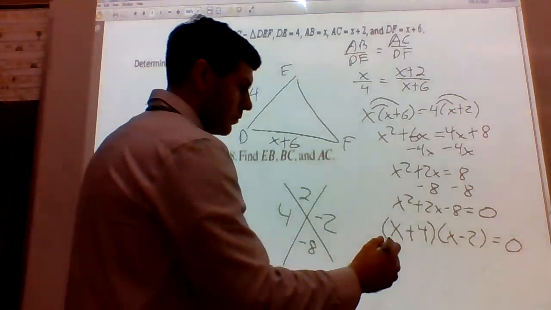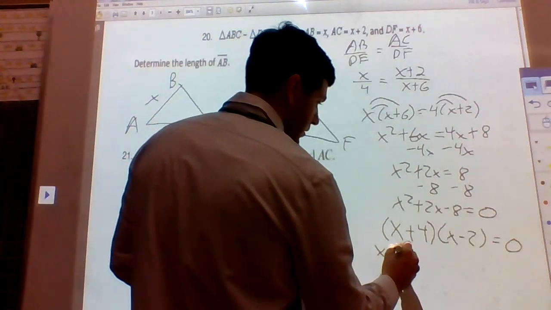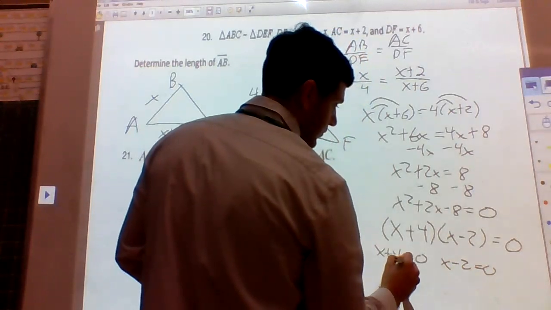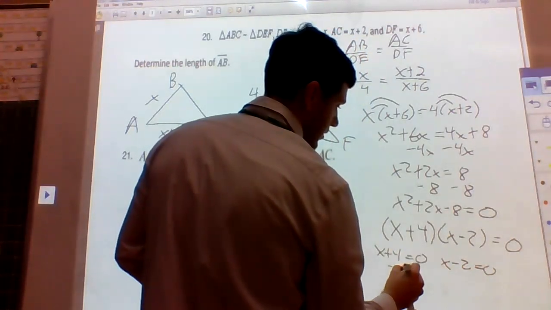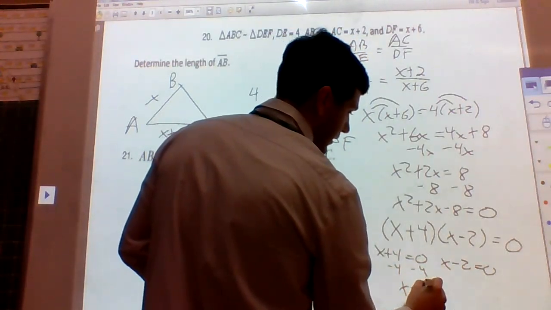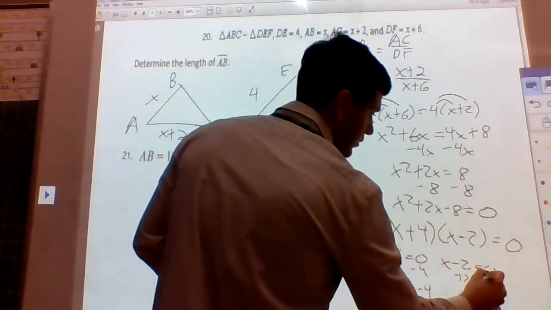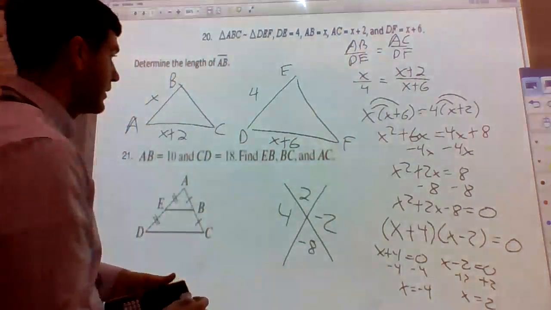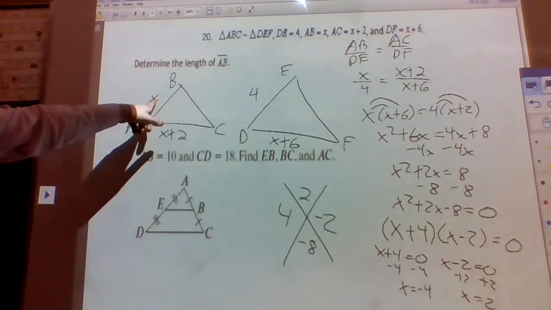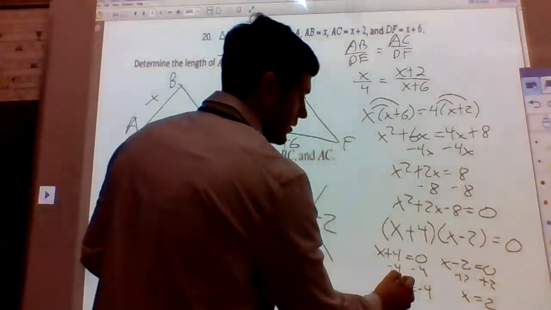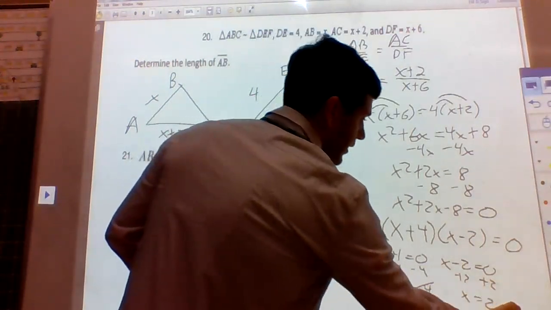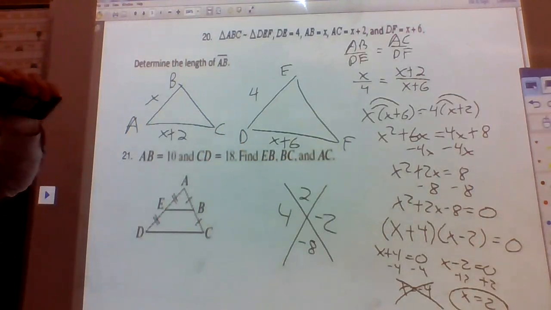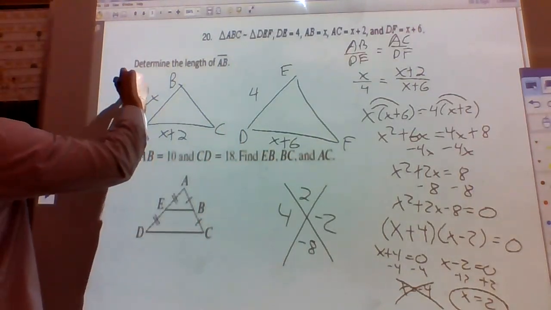Anyways, we get X plus 4 equals 0 and X minus 2 equals 0. Subtract 4, X equals negative 4. Add 2, X equals 2. Again, we can't have a negative side length, so we can't have negative 4. So our answer is going to be X equals 2, but we're looking for the length of AB. So the length of AB is 2.